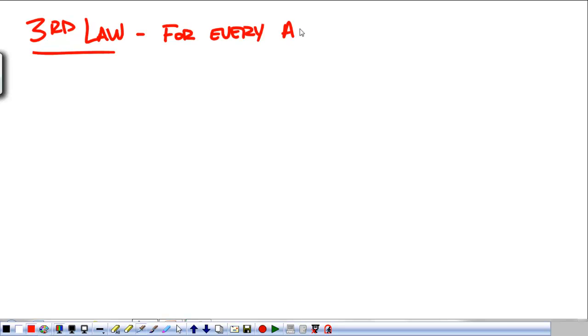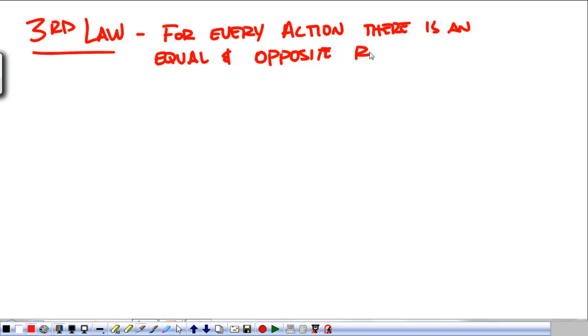For every action, there is an equal and opposite reaction. Now, this isn't talking about action, reaction like you and I think about, let's say, cause and effect every single day. This is very specific. So we're going to need to be precise here when we're talking about that.